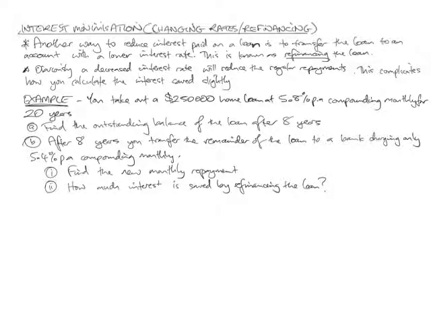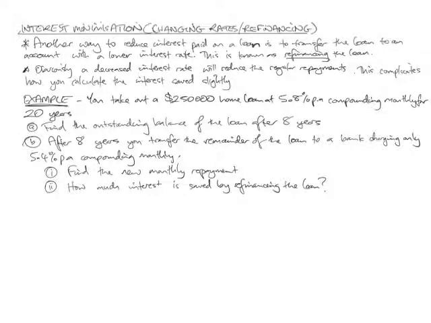This one is on interest minimization, but the method of changing rates and refinancing. So another way to reduce the interest paid on a home loan or any other loan is to transfer the loan to an account with a lower interest rate. It's known as refinancing the loan. So obviously with the decreased interest rate, your regular repayment's going to be smaller, and so that's why the amount of interest you pay is going to be less. The only problem with this is it complicates how you calculate the interest saved slightly. So the textbook has a shortcut method of doing this.